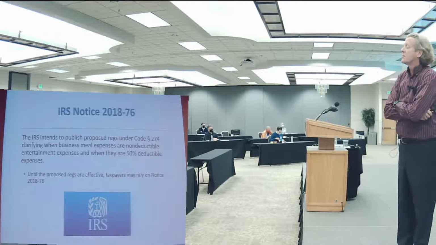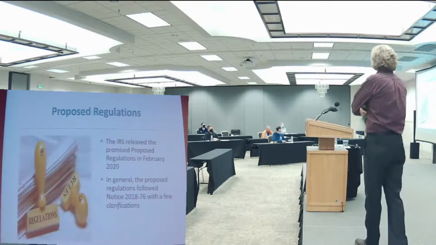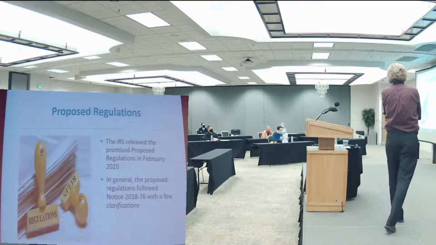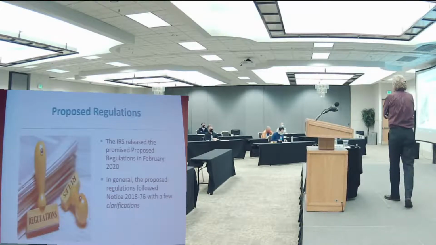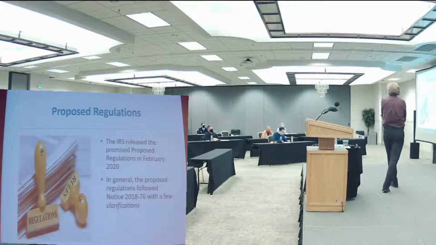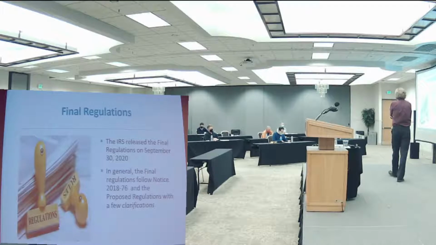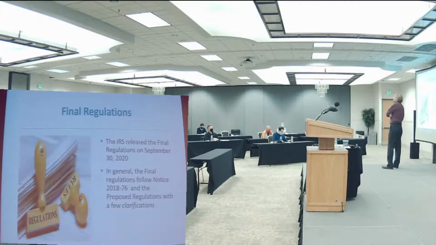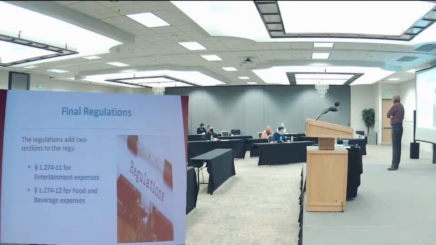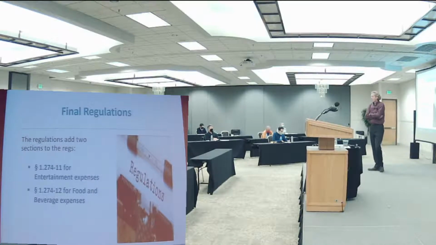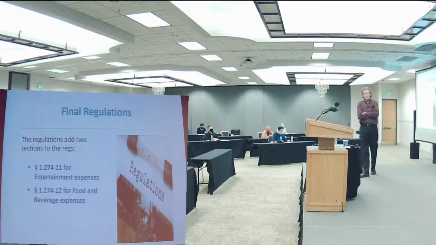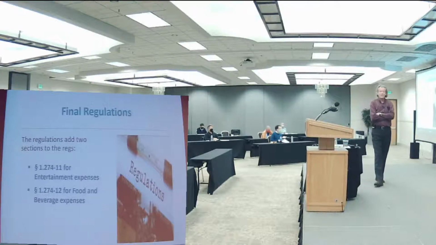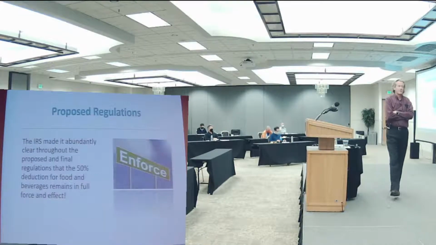IRS announced they intended to publish regs. Believe it or not, they were as good as they were. They proposed those regs in February. And then, 6 months later, stepped up and finalized them the end of September. We now have final regs on meals and entertainment, guys. They added 2 sections. Section 11 for entertainment, and Section 12 for food and beverages.